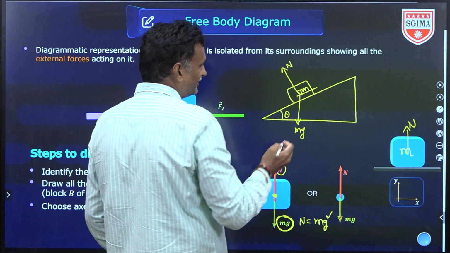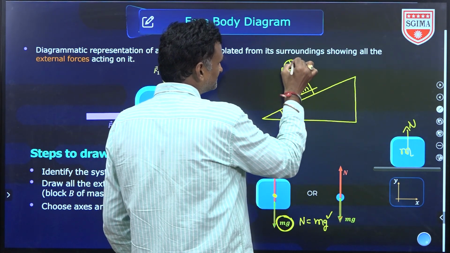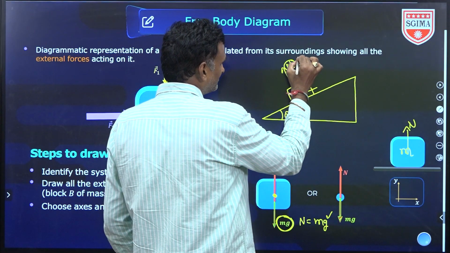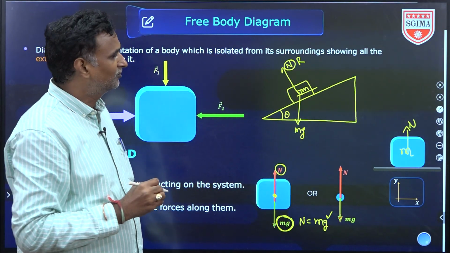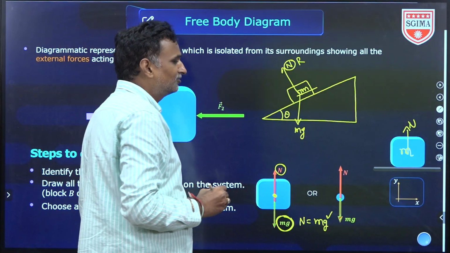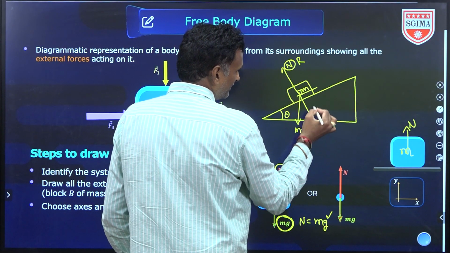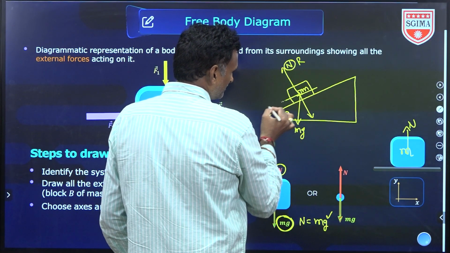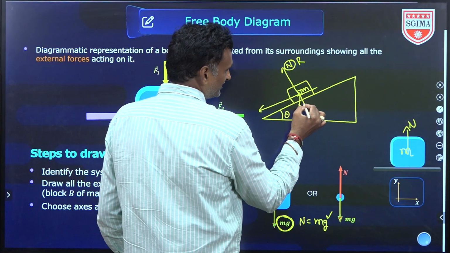So here, first we need to understand this is the direction of reaction force. Sometimes it will be indicated by N, sometimes by R. Both letters we can use to represent it. Now, components we need to take perpendicular to the inclined plane and parallel to the inclined plane. So this becomes theta.